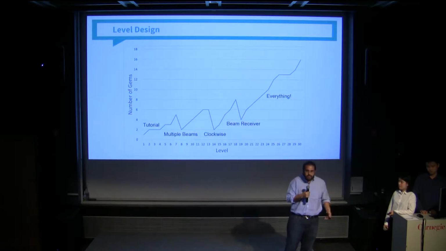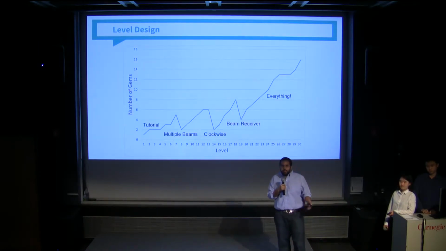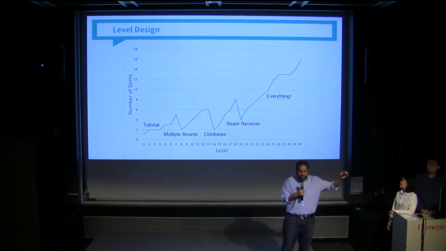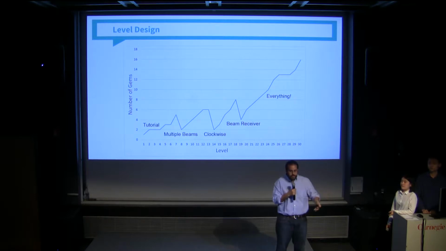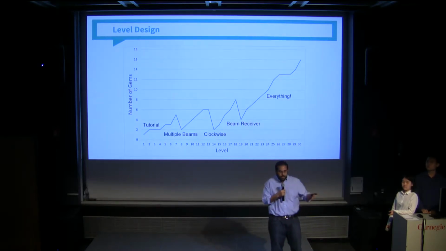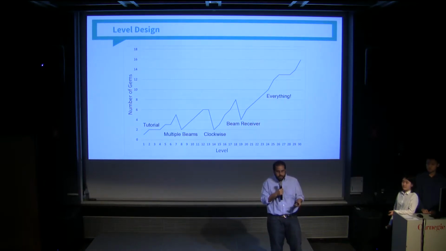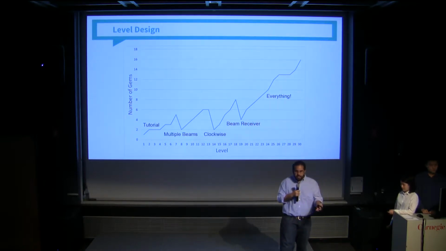So how did that all fit together? Well, I think it can be best exemplified by the following graph. This is a graph of the number of gems against the number of levels throughout the experience. As you can see, the complexity of puzzles are increasing over time. And if you notice, there are a number of dips which commonly correspond to the introduction of gameplay elements that I'd mentioned before.